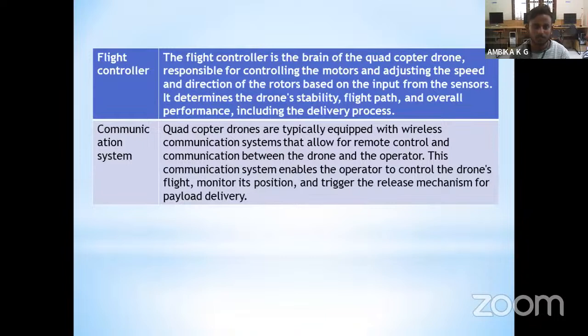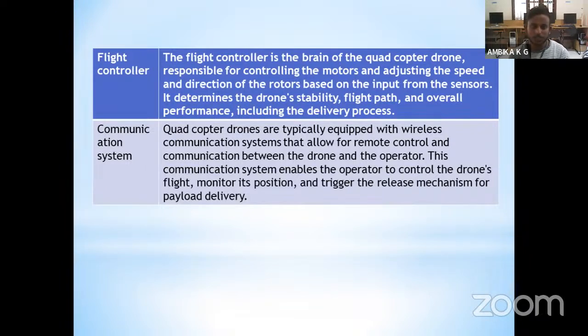Next, the flight controller. The flight controller is called the brain of the quadcopter drone because it controls the overall performance, like controlling the speed of the motors and adjusting the direction of the rotors based on input from the sensors, including stability, the path, and the overall performance of the delivery and survey.